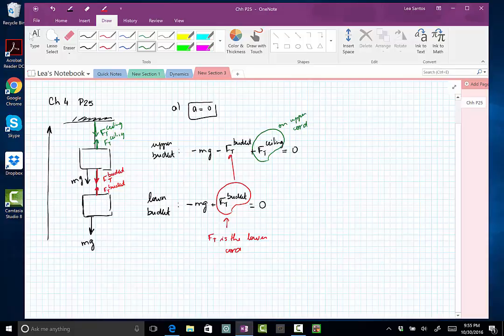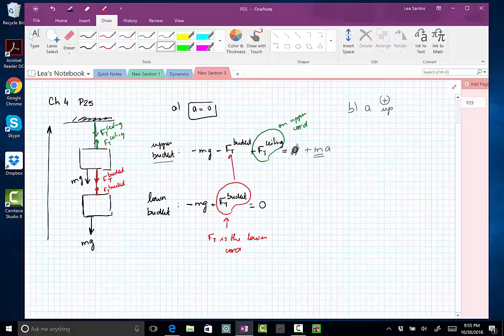Now comes part B. What is going to change in part B? We now have an acceleration. In part B, we have an acceleration up, so it's a positive acceleration. So this is what we have to include now in our equations. Everything here remains the same, except that instead of 0, I'll have plus ma. What is this m? The mass of the upper bucket.